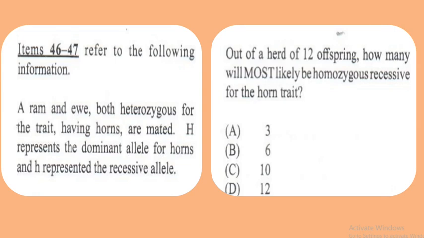Now, we go back to the same item with the ram and ewe, both heterozygous for the trait, having horns, and they are mated. The capital H represents the dominant allele for horns, and the small h represents the recessive allele. Now again, you'd have to use a Punnett square or a genetic diagram to work this out. So you have, out of a herd of 12 offspring, how many will most likely be homozygous recessive for the horn trait? Alright, and so we are going to have 3, because for every 4 you have 1, and so for 12 offspring you are going to have 3.